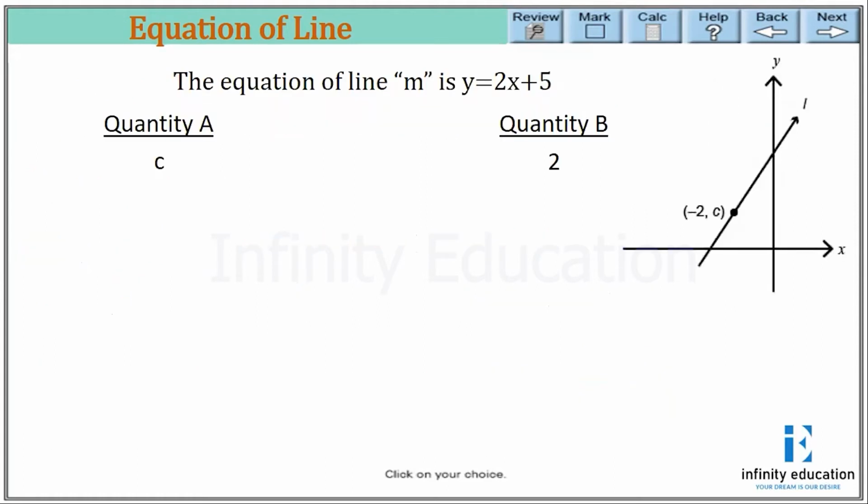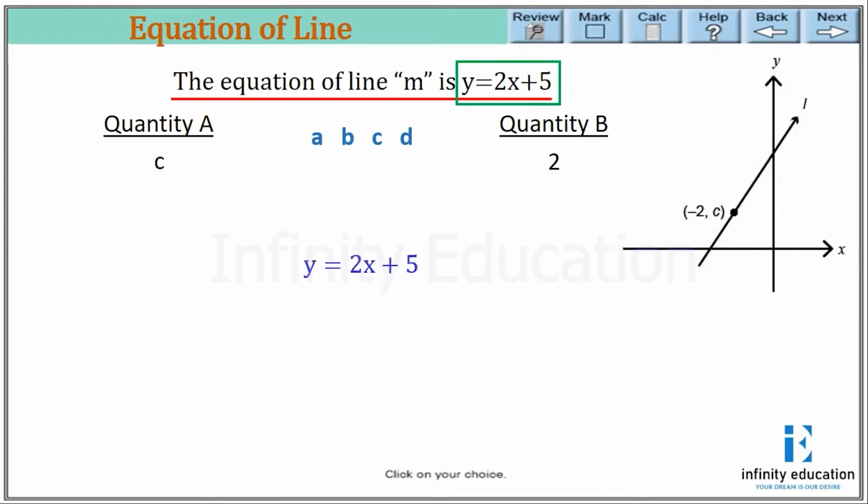There is one more picture on the right side, and the equation of line M is y equals 2x plus 5. We can see this is a quant comparison question, so we must write the ABCD first. And the equation of the line is y equals 2x plus 5. So we have to work on it, and we are writing it here.